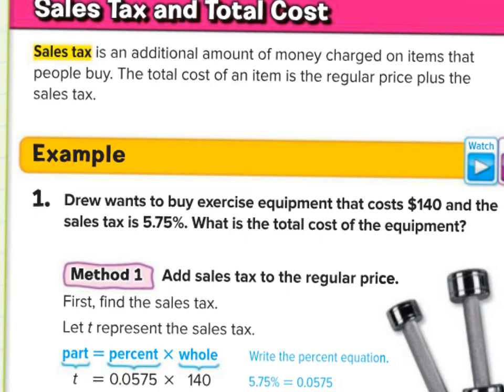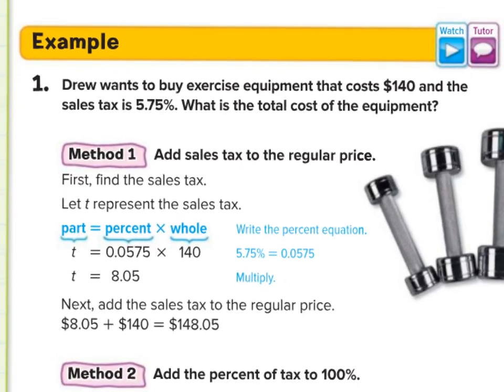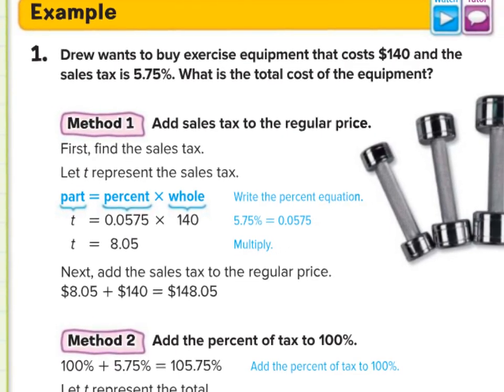Every state or country has a different sales tax, and that's just the added percentage to the price that you have to pay on the items that you buy. Let's look at example 1 here. Drew wants to buy exercise equipment that costs $140 and the sales tax is 5.75%. What is the total cost of the equipment?